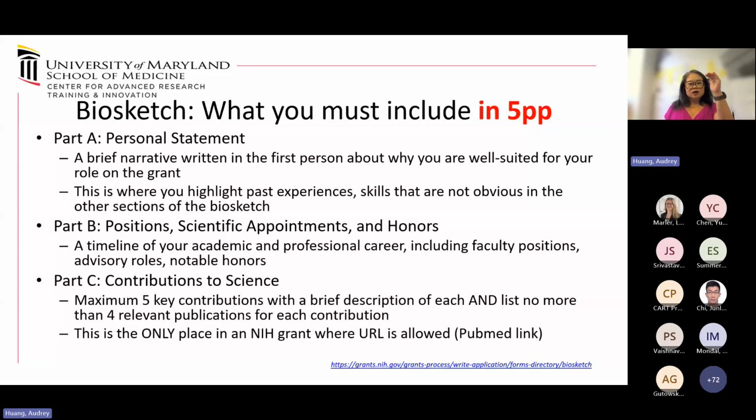So the 3 parts of the BioSketch that are free form: your personal statement. This is a narrative told in the first person. I have training in molecular biology and genetics. I have also had a longstanding interest in teaching, and I have had experience in communications. And this is why you are well suited.